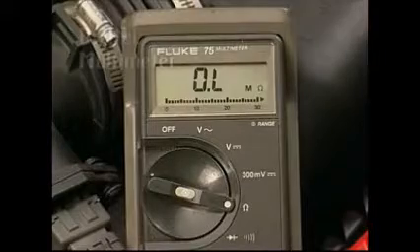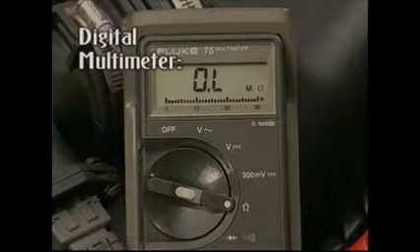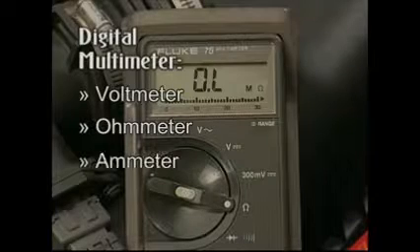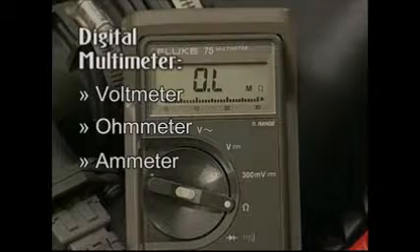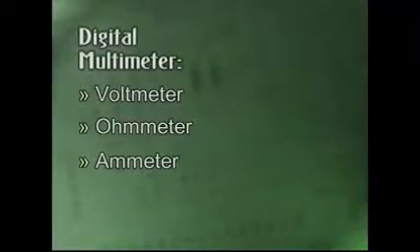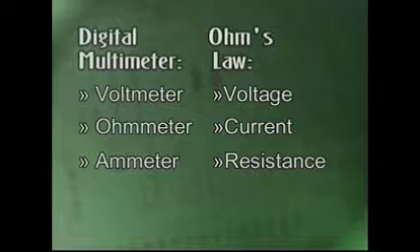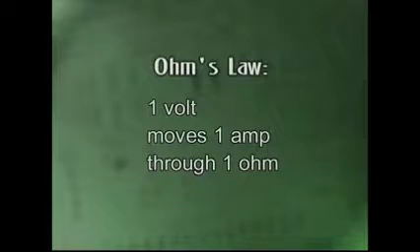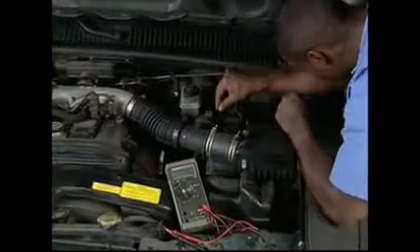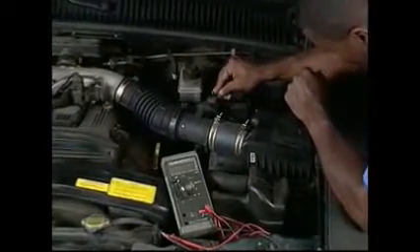The most common tool that is used to test electrical circuits is a digital multimeter. The digital multimeter combines the functions of a voltmeter, ohm meter, and ammeter into one high-impedance meter that does not damage sensitive electronic circuits. If you notice, the functions of the digital multimeter tie directly to the three component parts of Ohm's law. Ohm's law, as we saw in the first video, expresses the relationship of voltage, current, and resistance in an electrical circuit. To review, Ohm's law states that 1 volt is required to move 1 amp through 1 ohm of resistance. Understanding the relationships expressed by Ohm's law is essential to troubleshooting electrical systems.